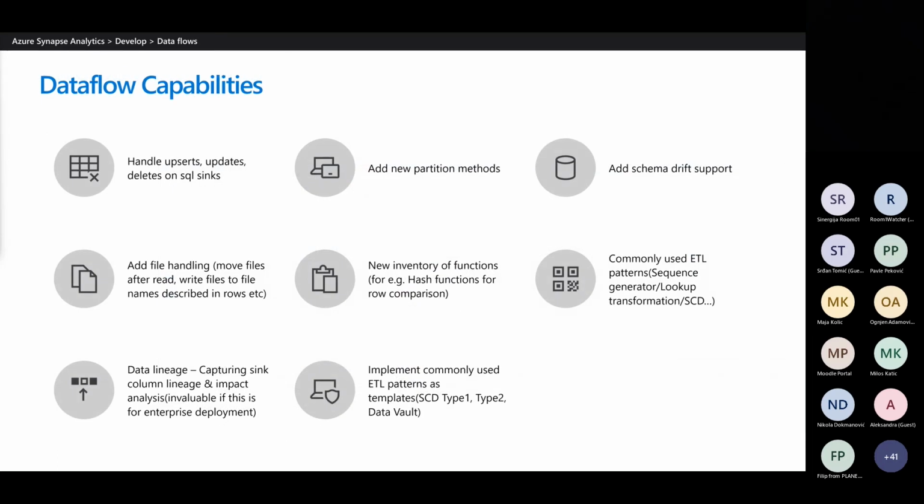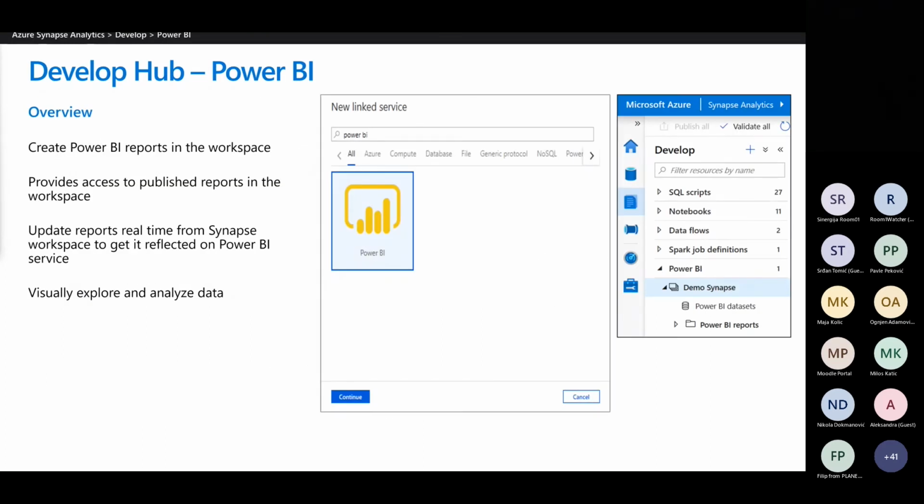So you can handle upserts, updates, you can add file handling, data lineage, partitioning, and then hash functions. These are all different types of data flow capabilities available to help with your data transformation needs for moving data and transforming data as you work with your data coming from different sources for your data analytics. And then consuming. So yes, you load the data, you manage the data, you transform the data, but now how about generating reports and consuming the data?